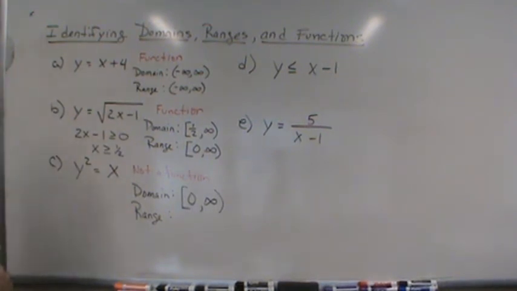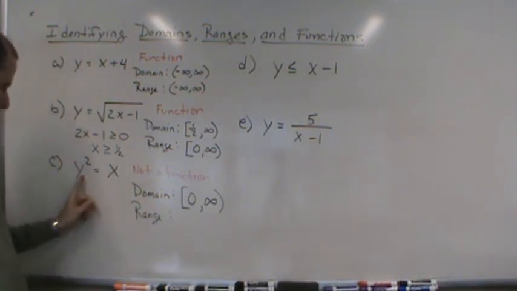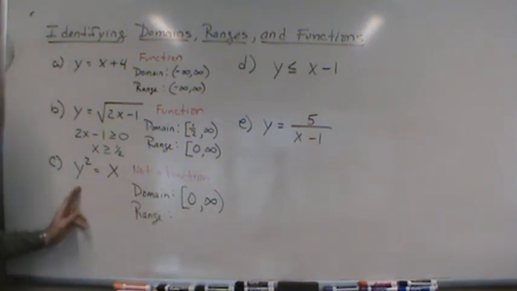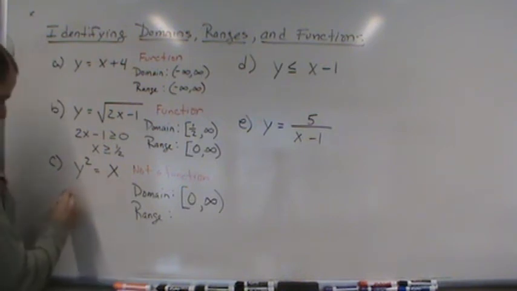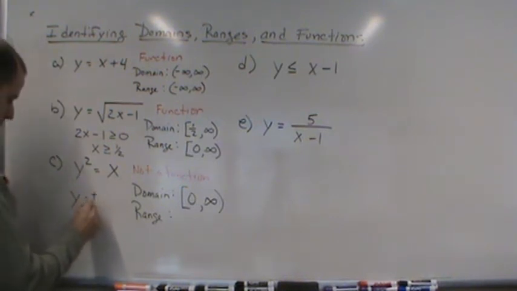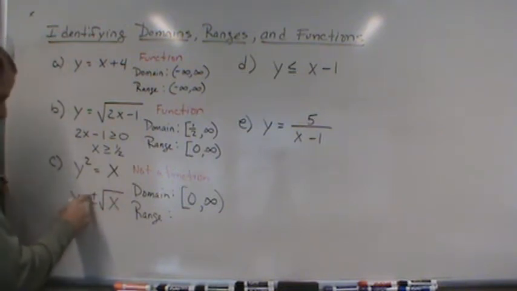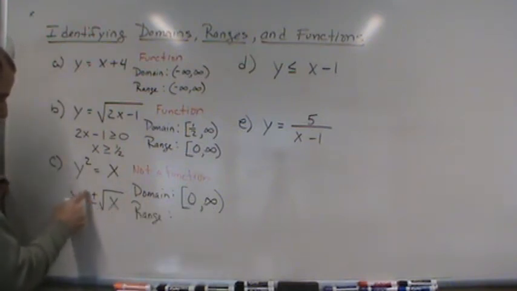Okay, now the range, as we start with 0, it goes from 0. So when y is 0, but as x gets bigger, positive, y is also getting bigger, positive. But remember, there's a plus or minus to this. If I take the square root of both sides, y equals plus or minus the square root of x. So that means y is going to have a plus or minus.